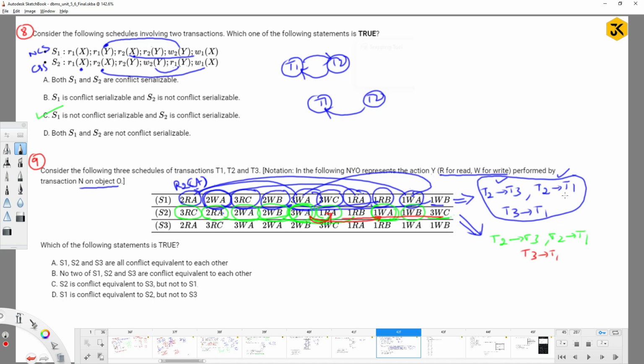If you are able to observe, S1 and S2 have the same kind of conflict operations. So I can say that S1 and S2 are going to be conflict equivalent, right? So we can eliminate option B directly. We can eliminate option C also, right? So you have to go with the third one also. If you check with the third one, you can definitely define the answer. Similarly, S3 contains some other kind of conflicts, but is not equivalent to S1 and S2. So the answer will be option D, right? If you want, you can just cross check.